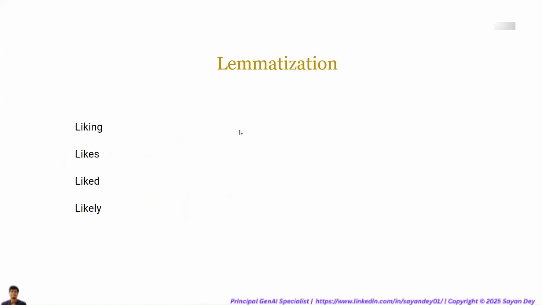Lemmatization is again a very simple idea where we convert all the different verb forms into the same base verb form. Here you can see liking, likes, likely. All of these are different forms of the same word, so we convert them into the same base form, which is like. This is called lemmatization. Now again, what is the benefit of text pre-processing, like removing stopwords or lemmatization?